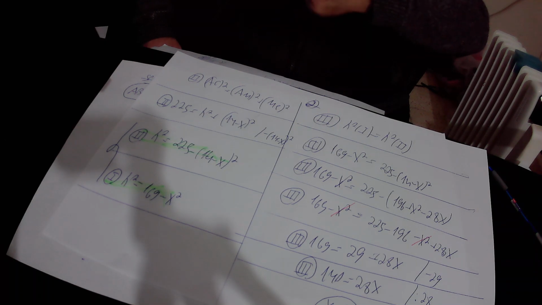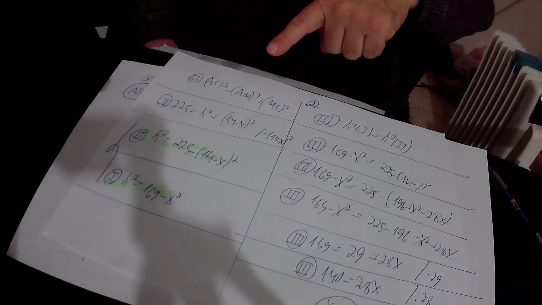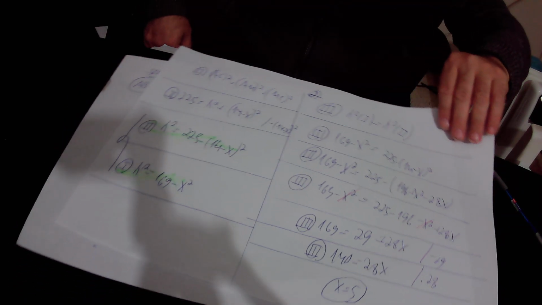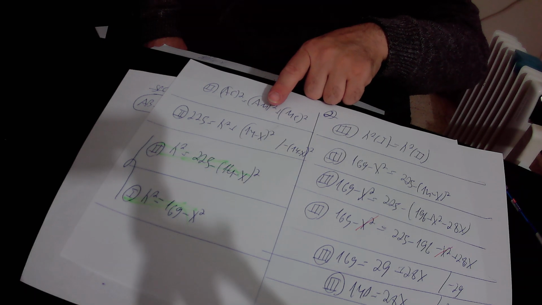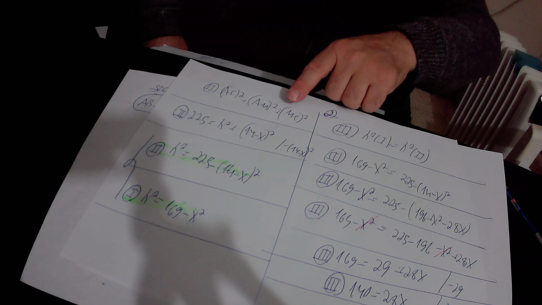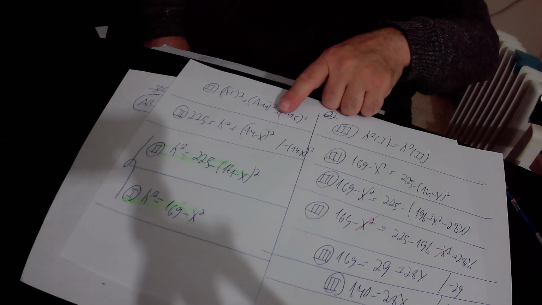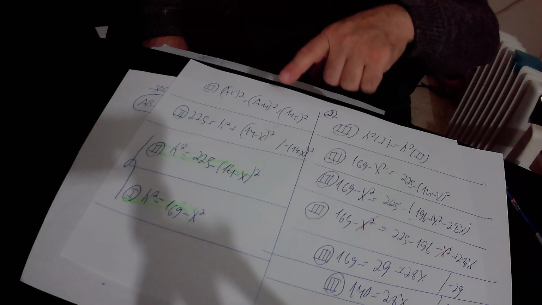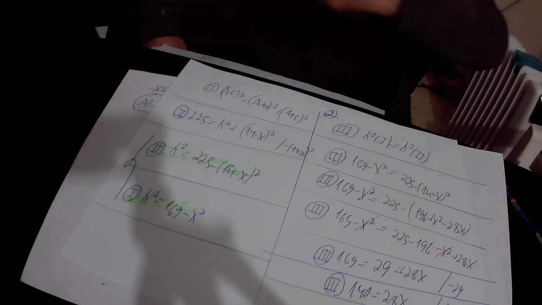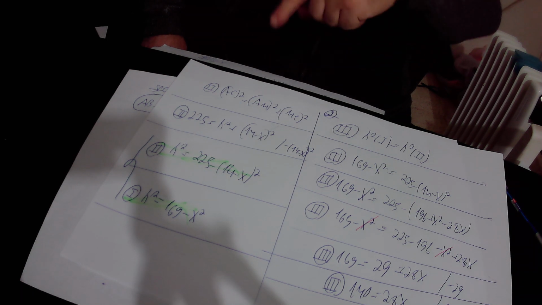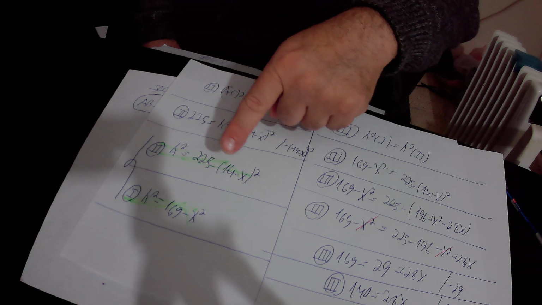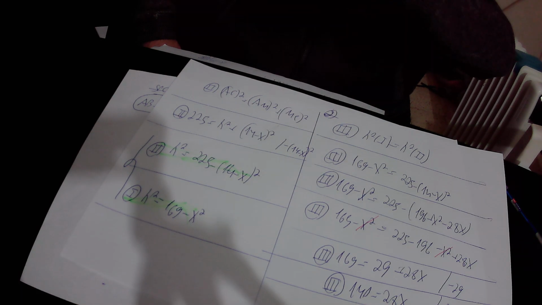So according to equation number 2, we found out that 225 equals H squared plus (14 minus X) squared. Here we subtracted (14 minus X) squared from this equation number 2, and found out that according to equation number 2, H squared equals 225 minus (14 minus X) squared. This is according to equation number 2, while according to equation number 1, we have already found out that H squared equals 169 minus X squared.